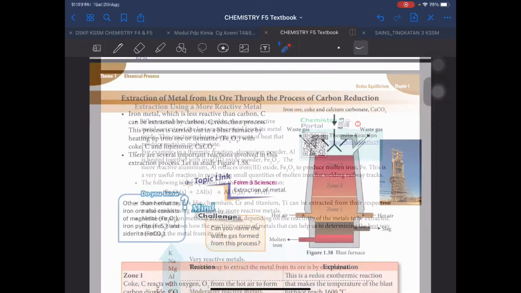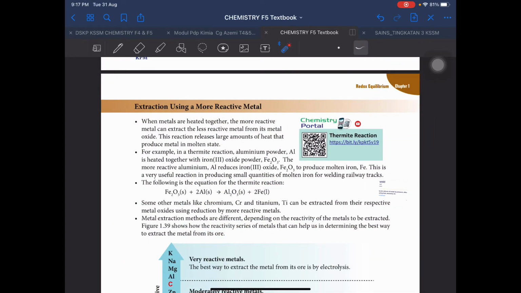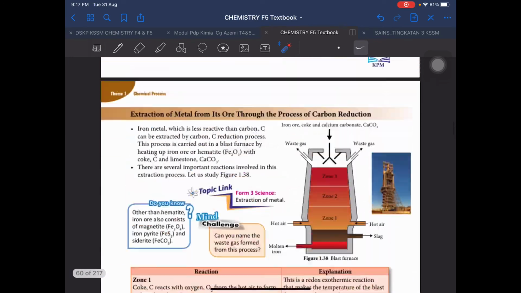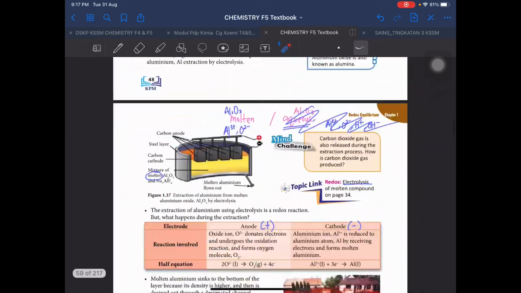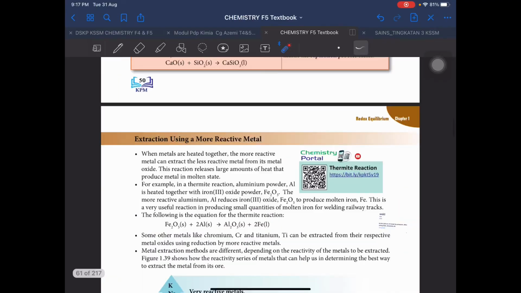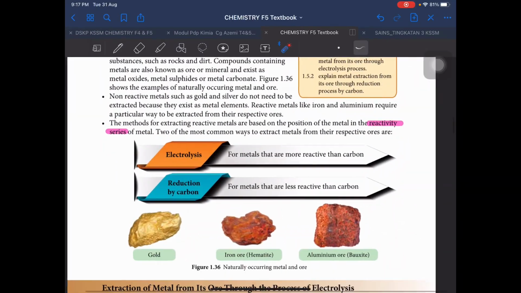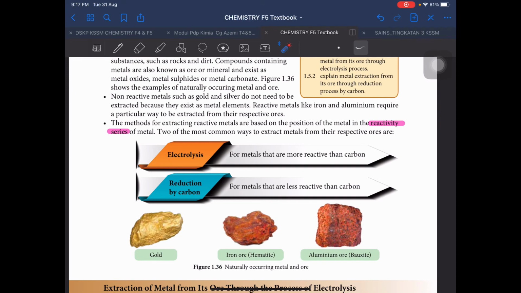Okay? So there's one more method to extract metal. Okay? Ada lagi satu cara untuk macam mana mau extract metal. Kamu sudah belajar dua cara. Satu, look at this textbook again. Page 48. Coba tengok yang ini. Okay, the first method untuk extract metals adalah by using electrolysis. And electrolysis can only be done by a reactive metal yang lebih reaktif daripada carbon.